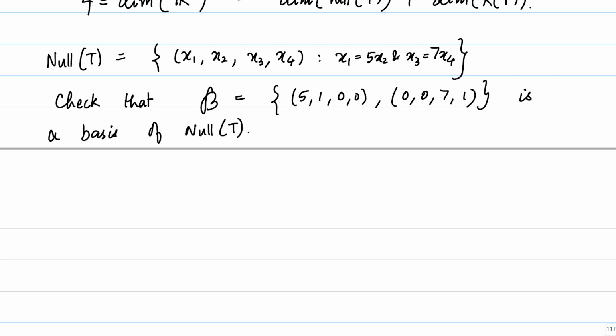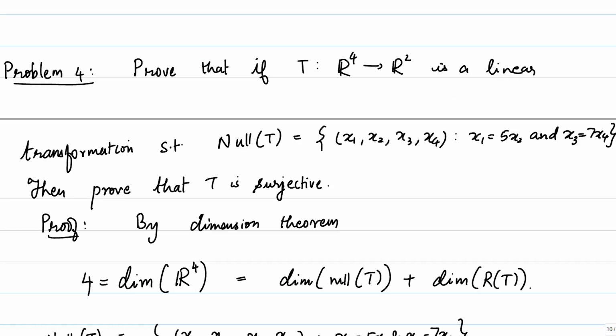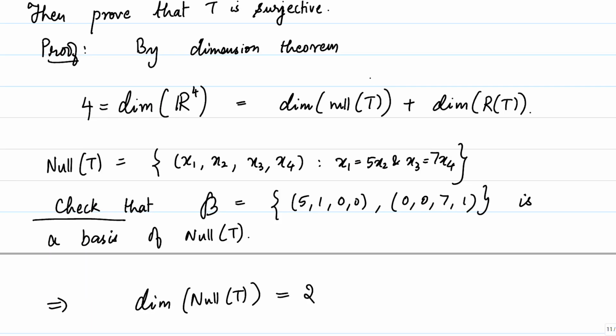One can look at the expressions here and guess what would be the basis. So it's your job to go back and check that this is indeed a basis. But this implies that the dimension of the null space of T is equal to 2. What does it mean for the dimension of null of T to be equal to 2? This will turn out to be equal to 2 in that case.